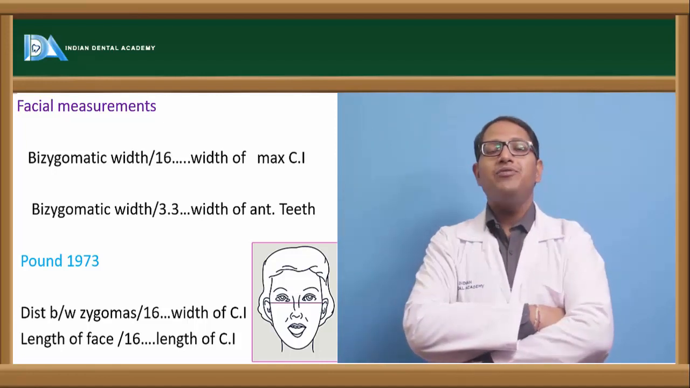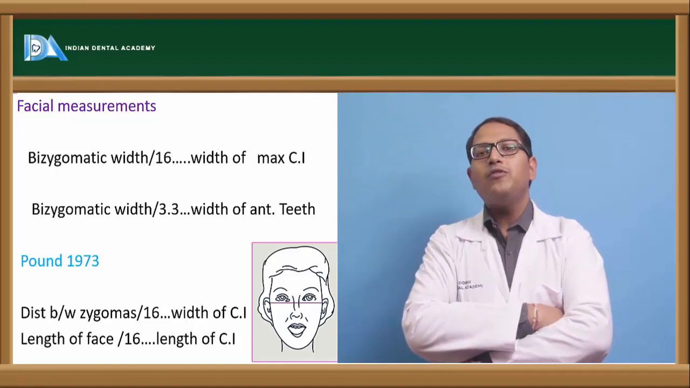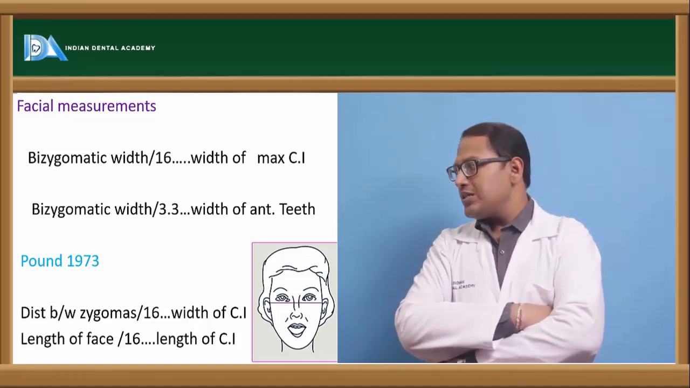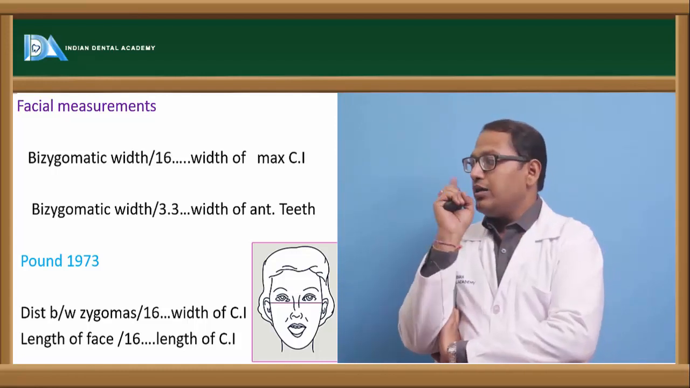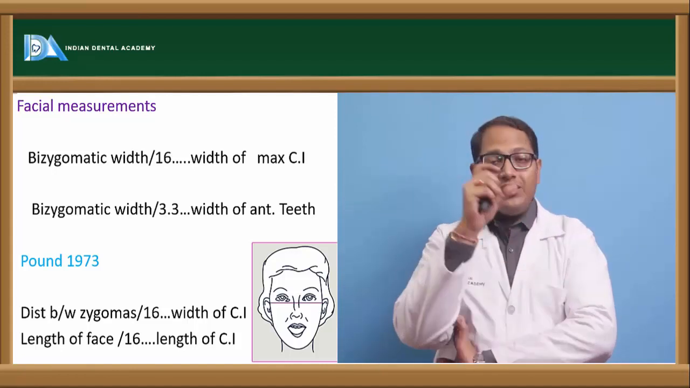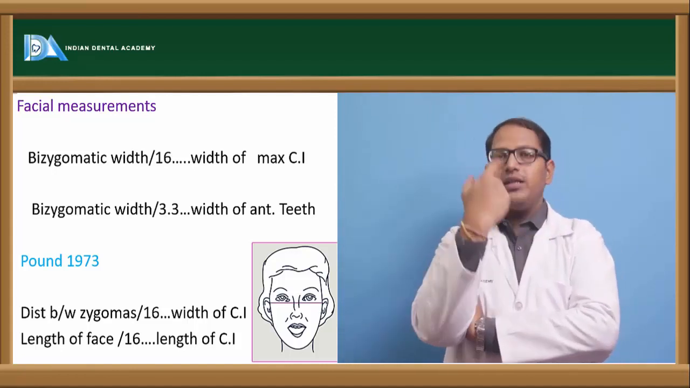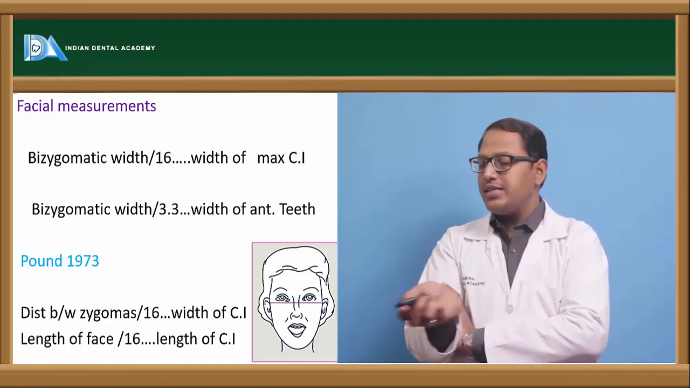Similarly, they said that if we divide the zygomatic width by 3.3, we will get the width of all the anterior teeth. Then Pound came over, and he said the distance between the zygoma divided by 16 will give you the central incisor width. For the length of the central incisor, he said to measure the length of the face divided by 16, then you will get the length of the central incisor.